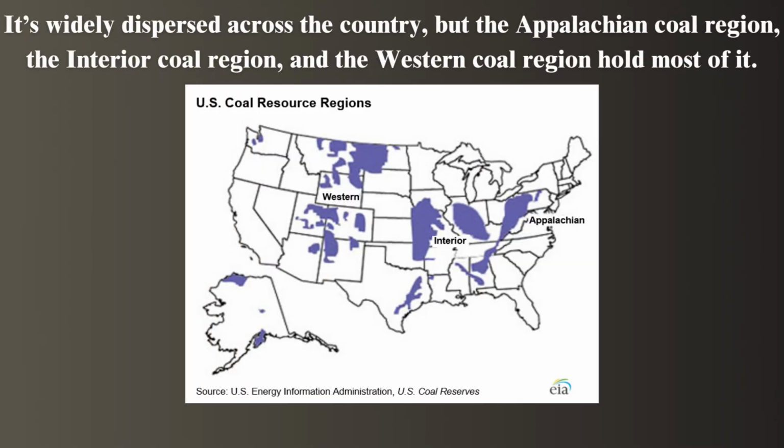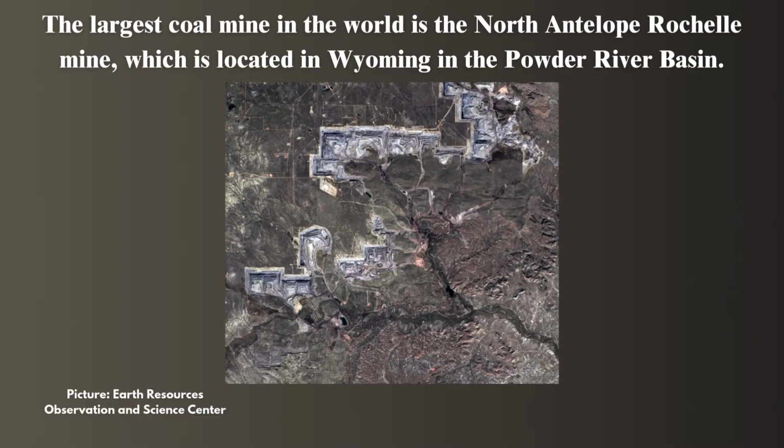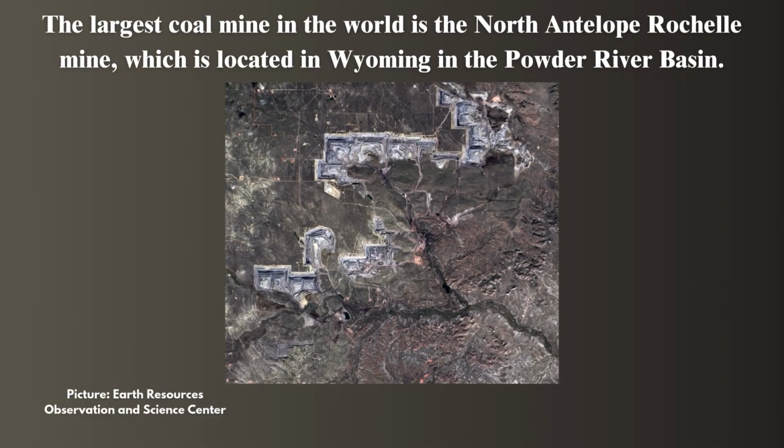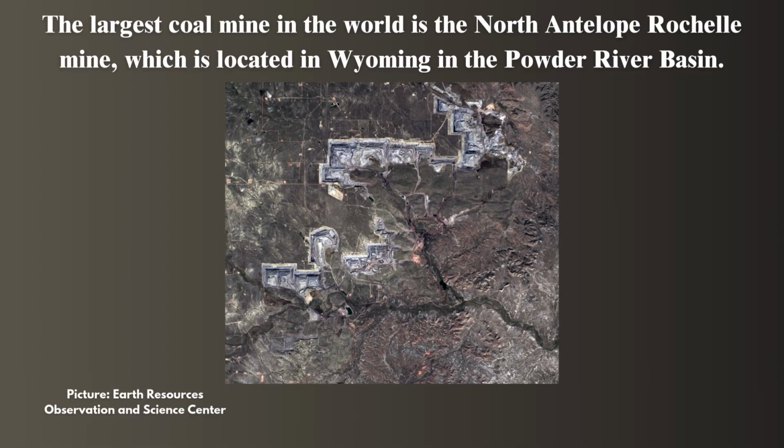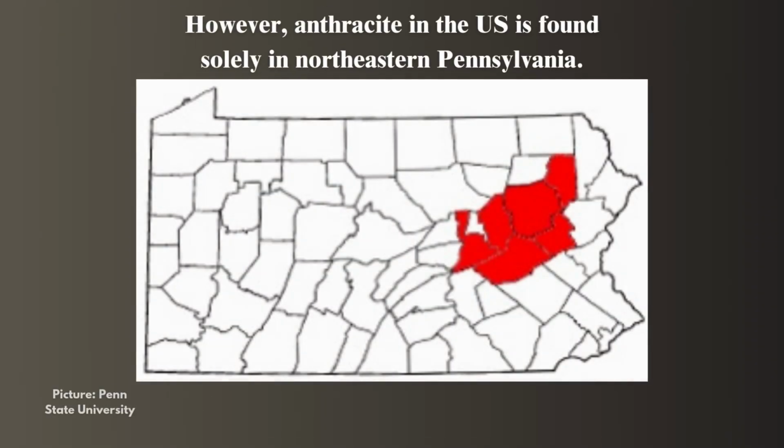It's widely dispersed across the country, but the Appalachian coal region, the interior coal region, and the western coal region hold most of it. The largest coal mine in the world is the North Antelope Rochelle Mine, which is located in Wyoming in the Powder River Basin. However, anthracite in the US is found solely in northeastern Pennsylvania.